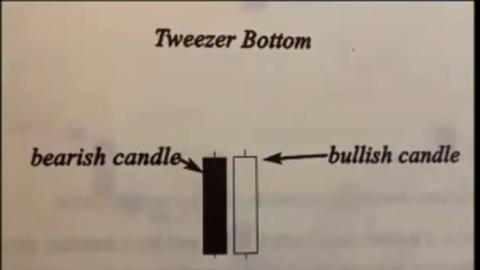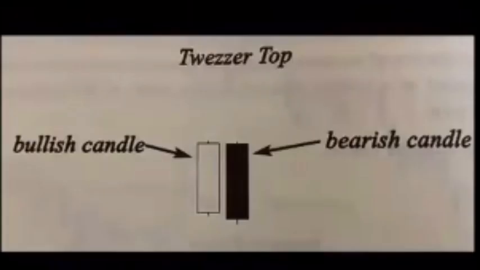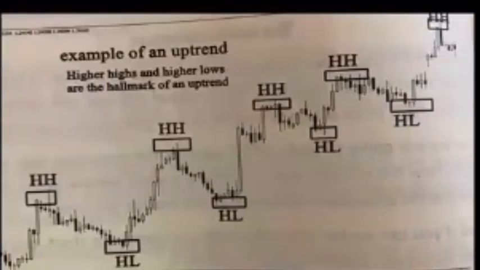The tweezer bottom. What this means is that sellers try to come in on the first candle, push the market down, but buyers came in, pushed the market up, and basically this is usually an indication of a reversal. The same thing here with the tweezer top. A tweezer top usually occurs at the top of an uptrend. You can see there was a downtrend here, buyers came in, reversed that sell pressure in that last candlestick, and it was almost a clear indication of an uptrend.